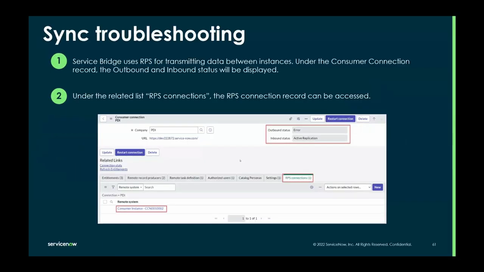All right, so on to sync troubleshooting. We had a few of these as we went through today, for transmitting data between instances. As I mentioned, it uses RPS to synchronize underneath. On the consumer connection, or a provider connection depending on the instance, you will see the inbound and outbound. There's also a tab, the RPS connection, that will send you to additional details.